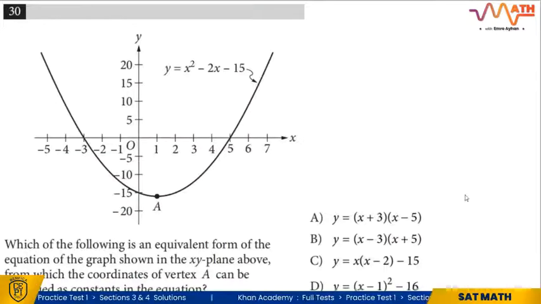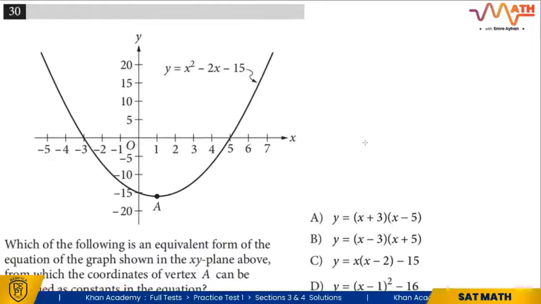Question 30. Which of the following is an equivalent form of the equation of the graph shown in the xy-plane above, from which the coordinates of vertex A can be identified as constants in the equation? So here, this is important to highlight.